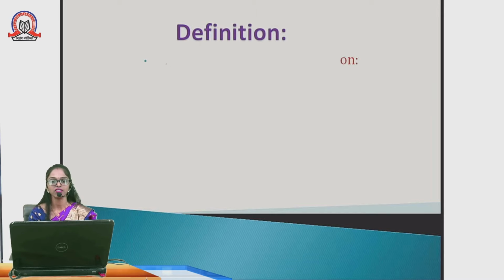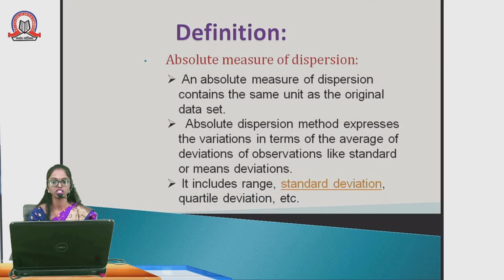Now we see definition of absolute measure of dispersion. What is absolute measure of dispersion? It contains the same unit as the original data set, means all my data set values have the same unit. Absolute dispersion method expresses the variation in terms of the average of deviation of observations, like mean deviation or the standard deviation. Means absolute measure of dispersion includes range, standard deviation and quartile deviation.